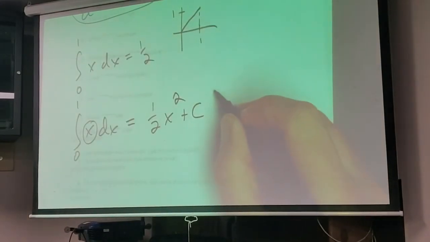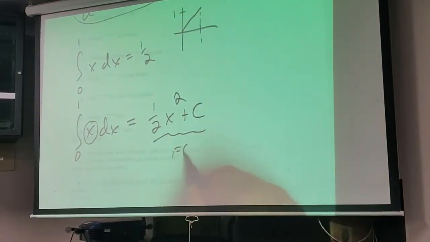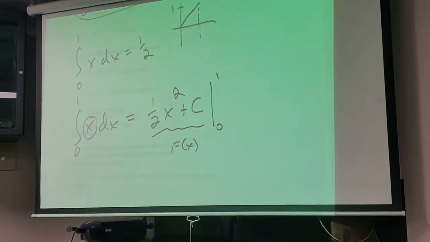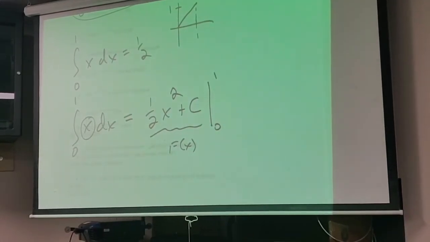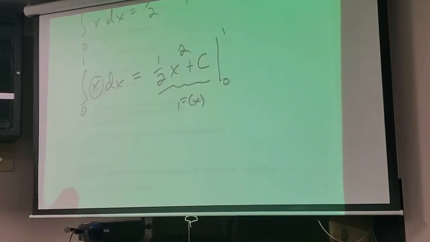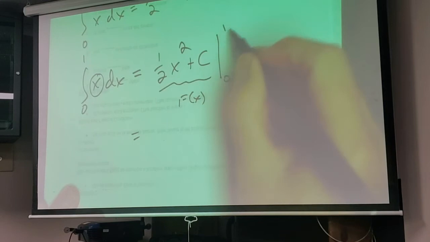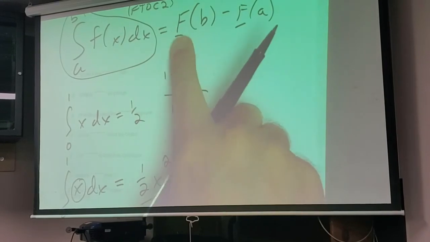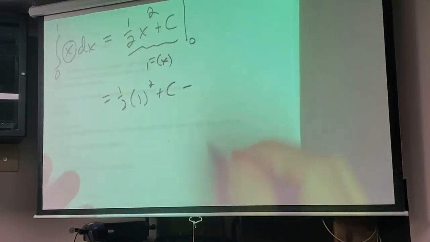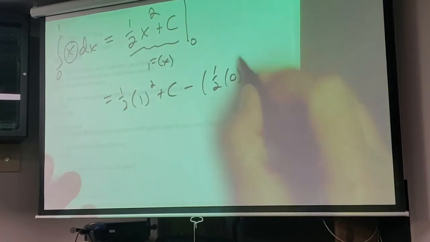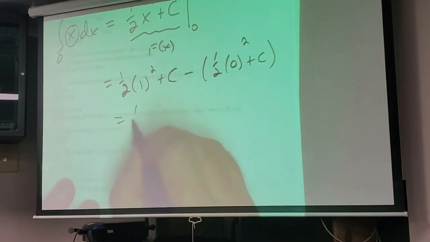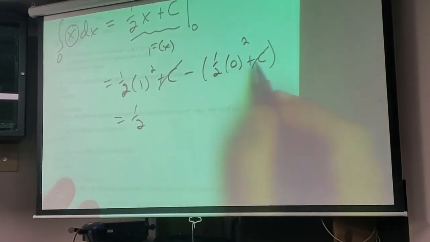So the way we kind of show ourselves, we still have work to do. This is just F. But I want to evaluate it from 0 to 1. So that line means this function evaluated between 0 and 1. So now I'm going to do this at 1 minus, right? Antiderivative at the top limit, minus antiderivative at the bottom limit. So 1/2 of 1 squared is 1/2. The c's cancel. 1/2 of 0 is 0.